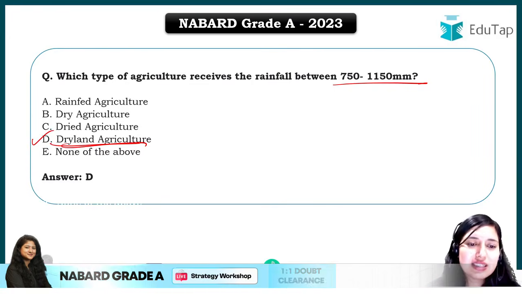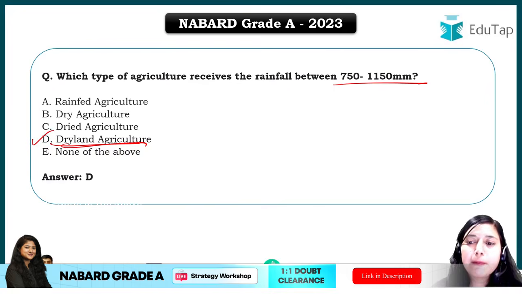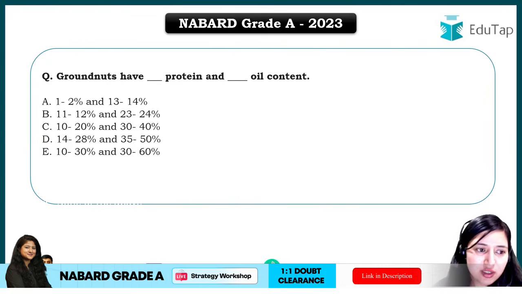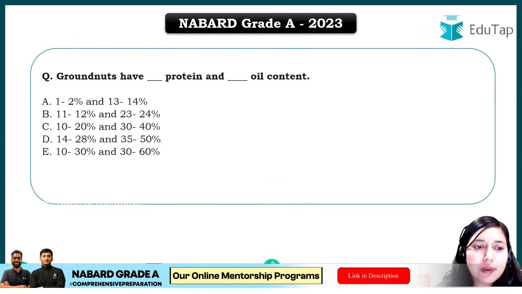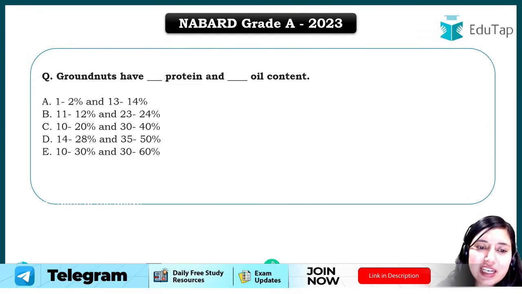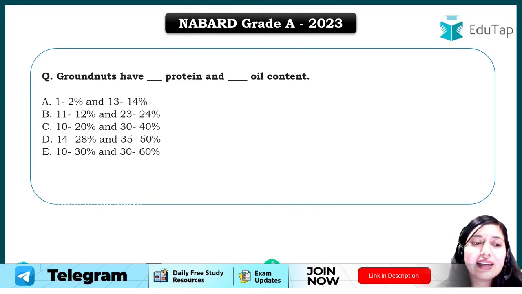Okay, so this is the classification of dryland farming, and I hope this is an easy question. Now the next question is regarding groundnut. This is a very in-depth question, meaning it requires in-depth knowledge of an individual crop. So groundnut has dash protein and dash oil content. So students, this has a higher difficulty level.